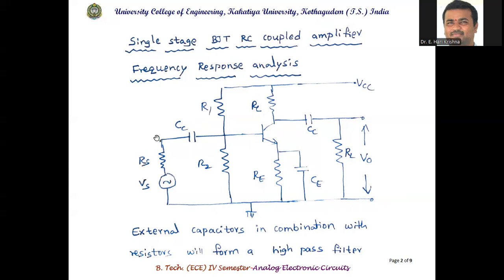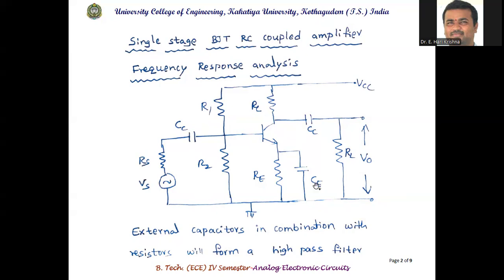There is a voltage source in series with a series resistor. Because it is called RC coupled, it couples to the next stage through R and C. It can be given as input to the next stage. That's why it is called an RC coupled amplifier. And this is the self-bias circuit configuration, with external capacitors CC, CC and CE.